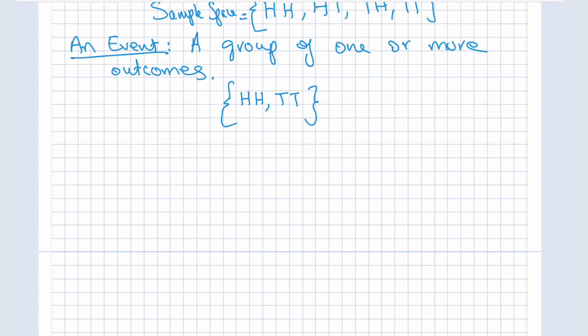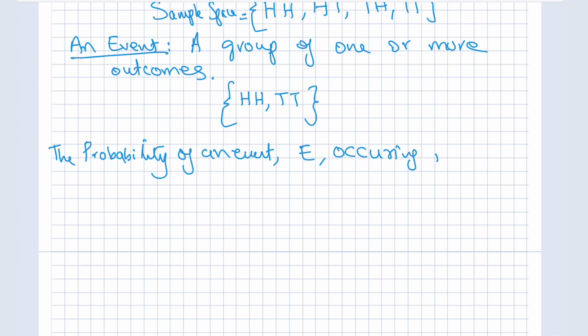We are moving on now. The probability of an event E occurring is calculated by the following formula.